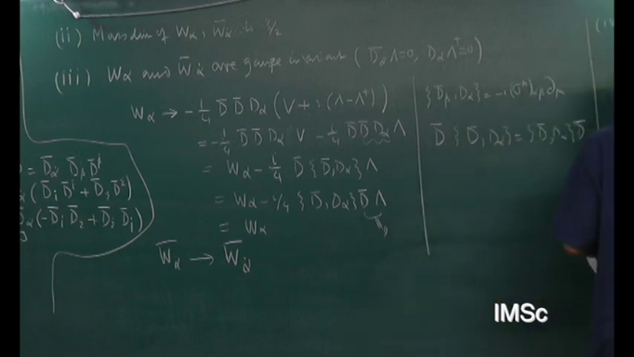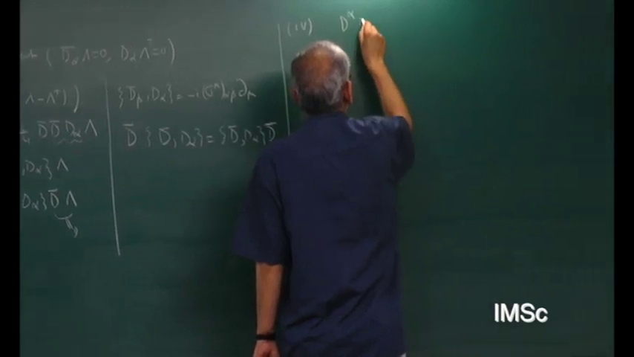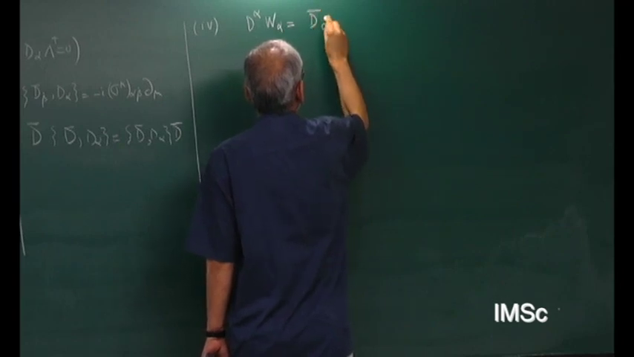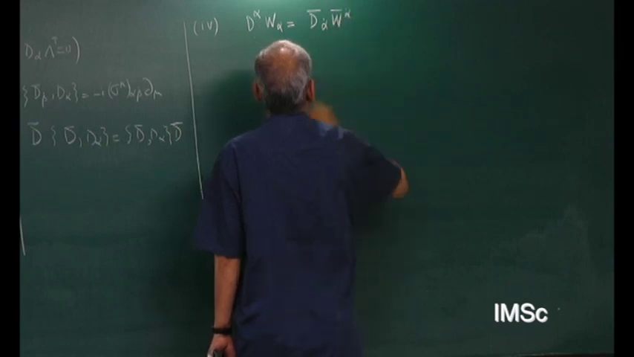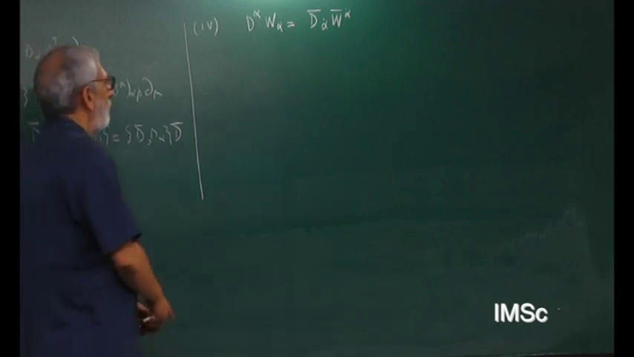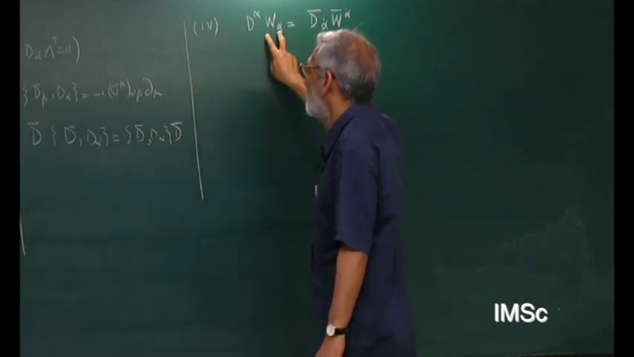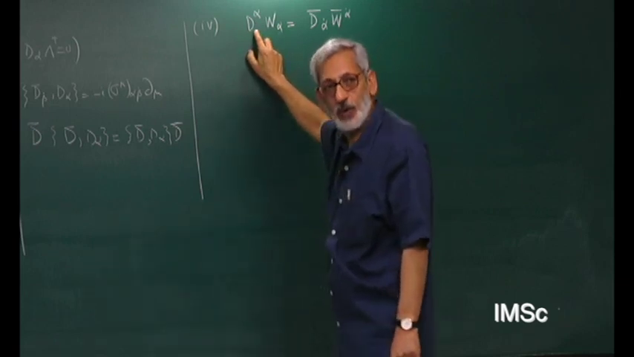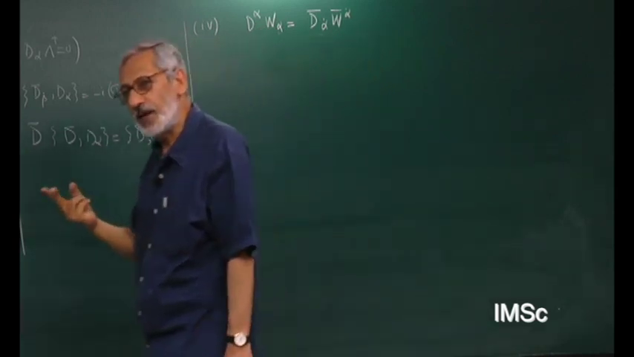They have another nice property. If I hit a covariant derivative d alpha on W alpha, that is the same as d bar covariant derivative alpha dot acting on W bar alpha dot. Now look at W alpha the way it was defined. It has two barred covariant derivatives and one unbarred. By hitting one more D alpha, we have two unbarred derivatives and two barred covariant derivatives acting on V.